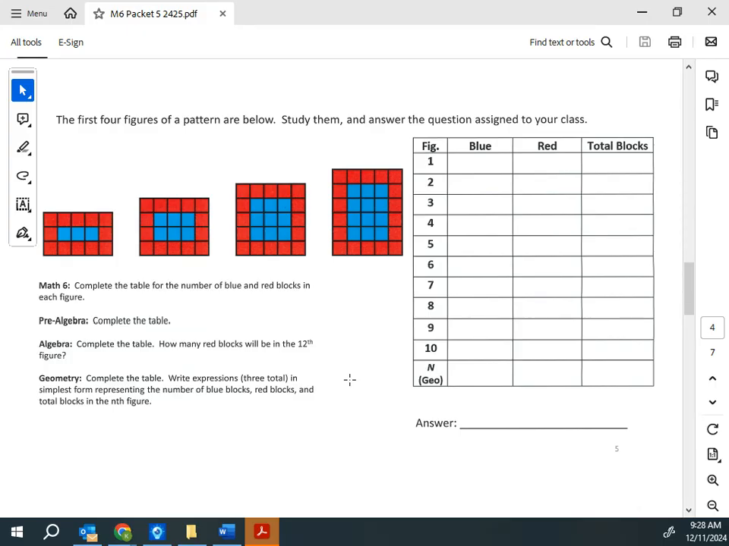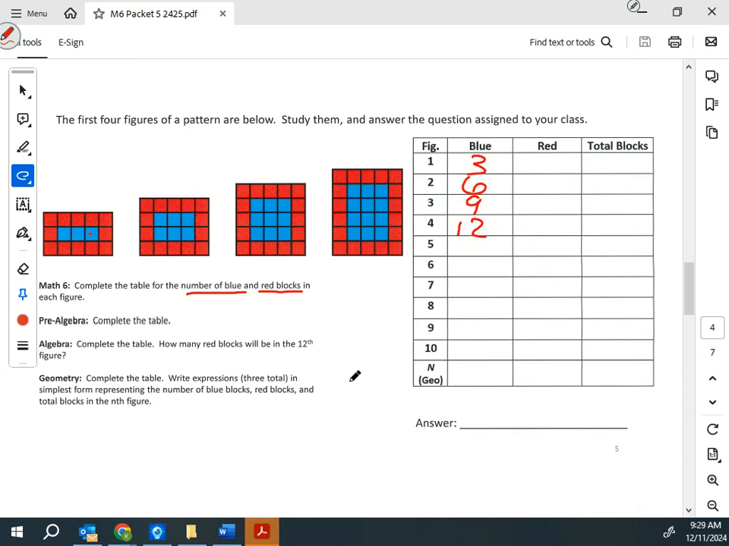For math 6, we need to complete the number of blue and the number of red blocks. Now Mr. Schultz in his infinite wisdom thought to himself, well, this is going to be due right before Christmas. I'm going to throw him a little bone and give him easy patterns to follow. So let's see if you can find these easy patterns. Blue in figure 1 is 3, figure 2 is 6, figure 3 is 9, figure 4 is 12. If you can find what we are skip counting by and continue it on.